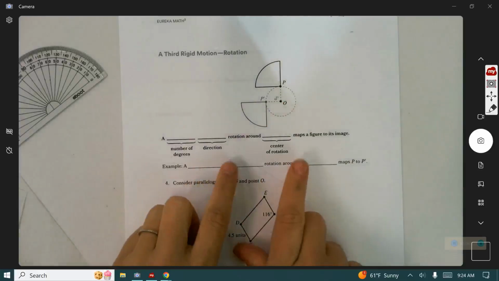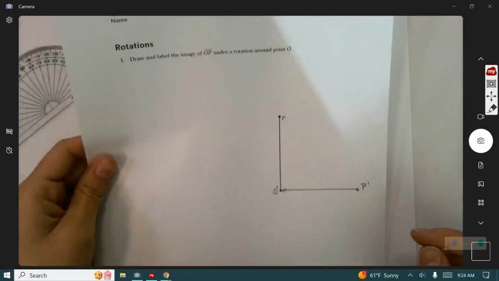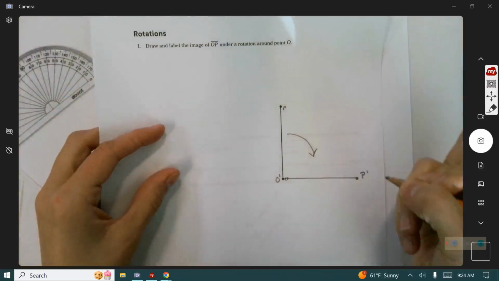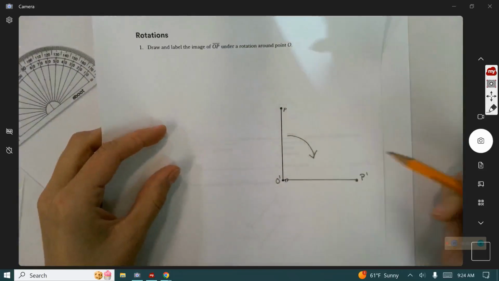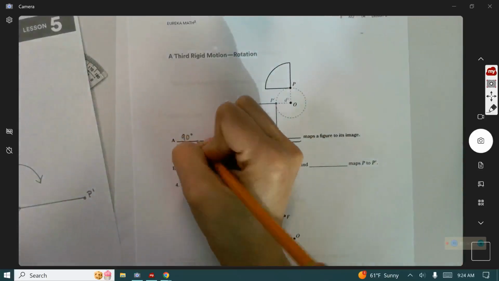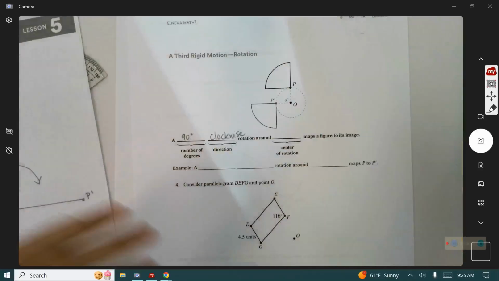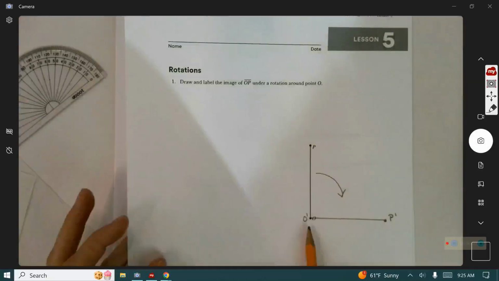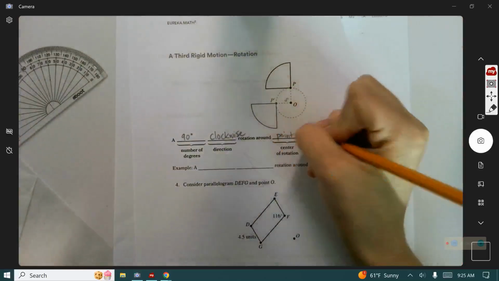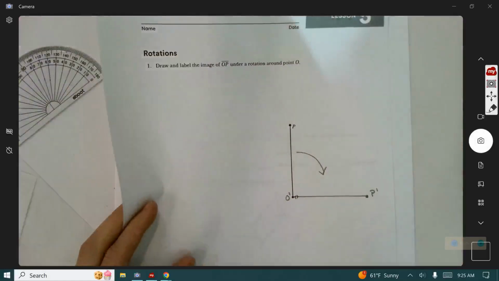So we're going to go back to that original problem that we did on number 1. And we're going to describe how we rotated. I rotated clockwise, and it was approximately 90 degrees. We didn't measure, so we're going to say a 90-degree rotation clockwise. A 90-degree clockwise rotation, and we rotated around center O, maps a figure to its image. So it maps the figure to its new version.